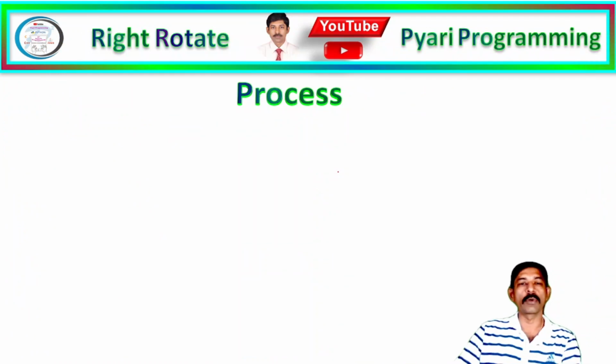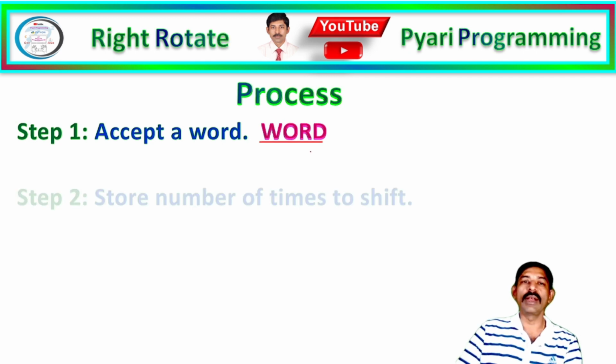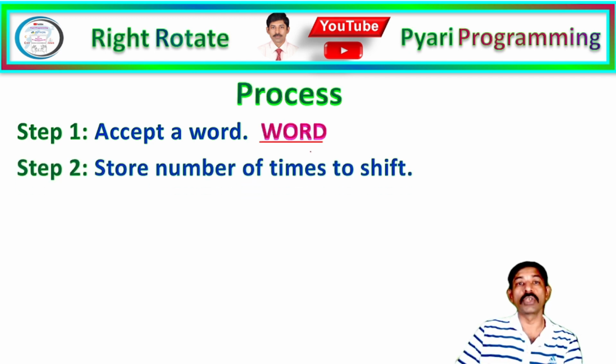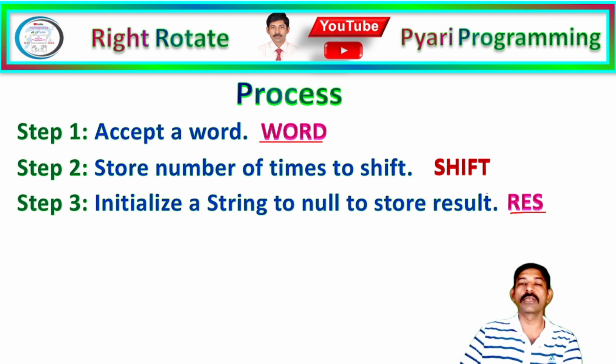Now it's time to see the process. The first step is to accept a word. I am storing the word in a string object word. After that, I will store the number of characters to shift in a variable called shift. Initialize the string to null. After shifting each character, I will store the result in res, which is of type string. It is called an object.